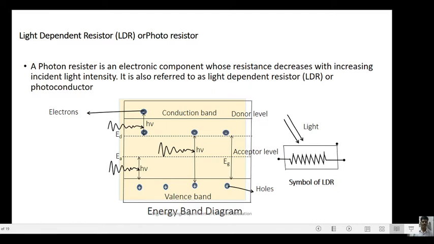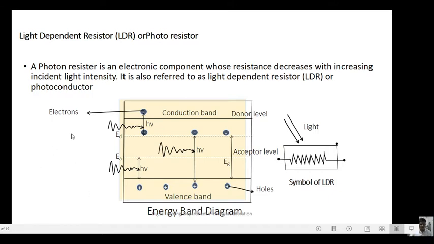Light dependent resistor or photoresistor. A photoresistor is an electronic component whose resistance decreases with increasing incident light intensity. So it is also referred to as light dependent resistor, LDR, or photoconductor. That means when light falls on the material, the resistance decreases with increasing incident light. If the intensity of the light is increased, the resistance is decreased. It is also referred to as light dependent resistor or photoconductor.